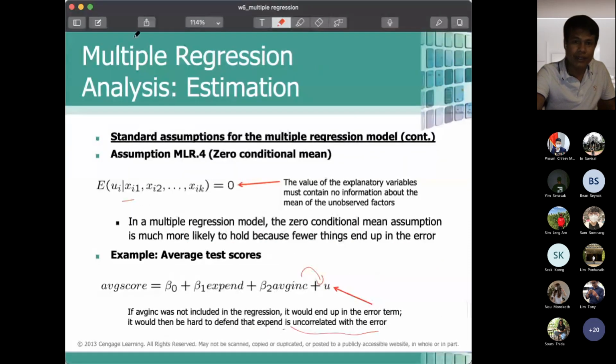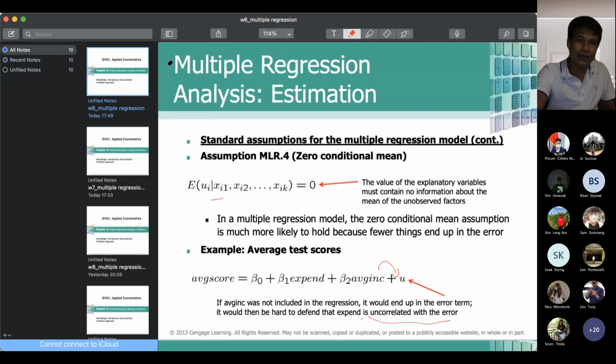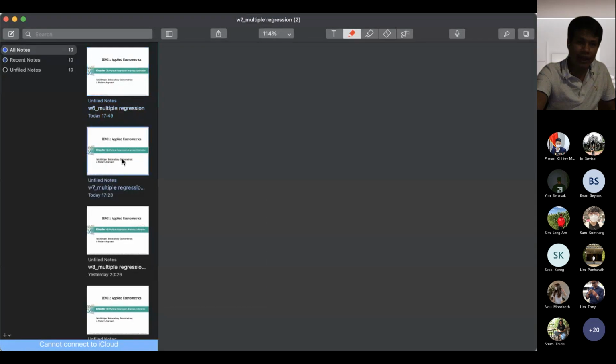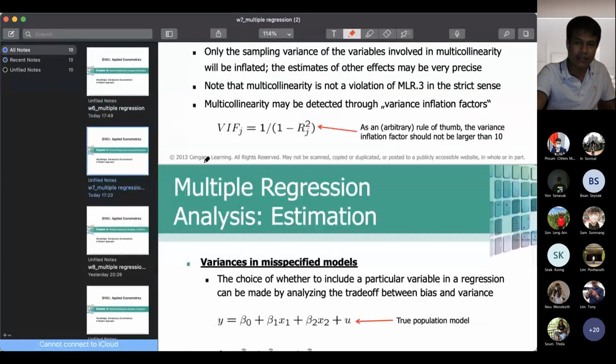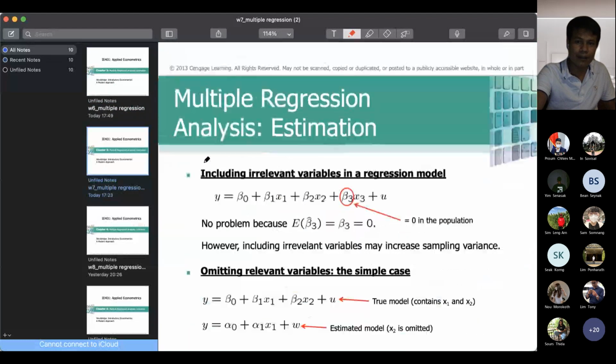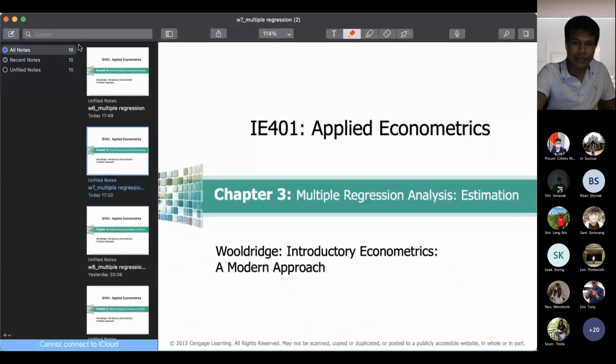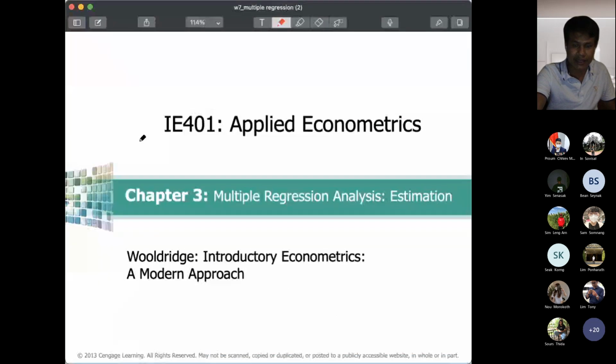All right. No. So let's continue our lecture. Today we are on week 7, still on multiple regression analysis. Before we move on, can you quickly confirm, can you see the share screen and clearly hear me? Yes, teacher. Right. Thank you.